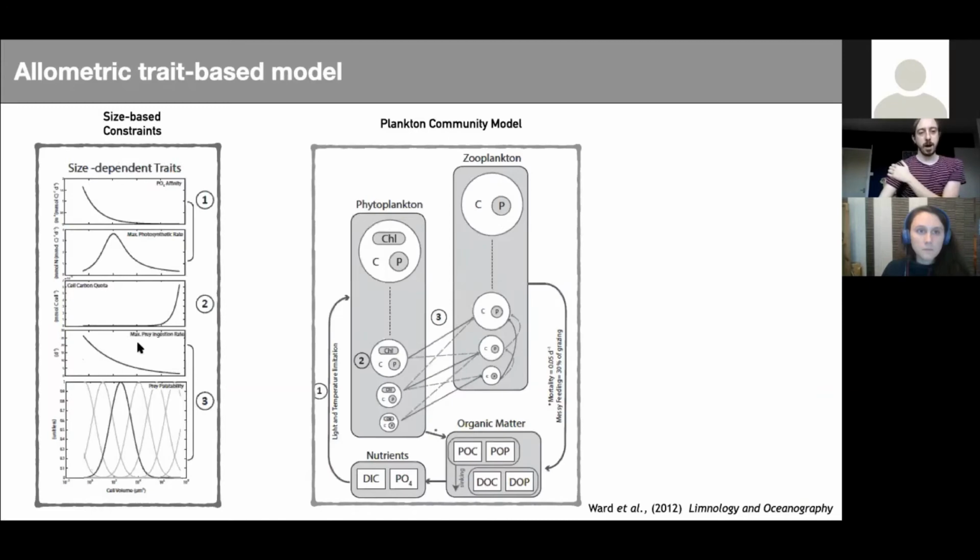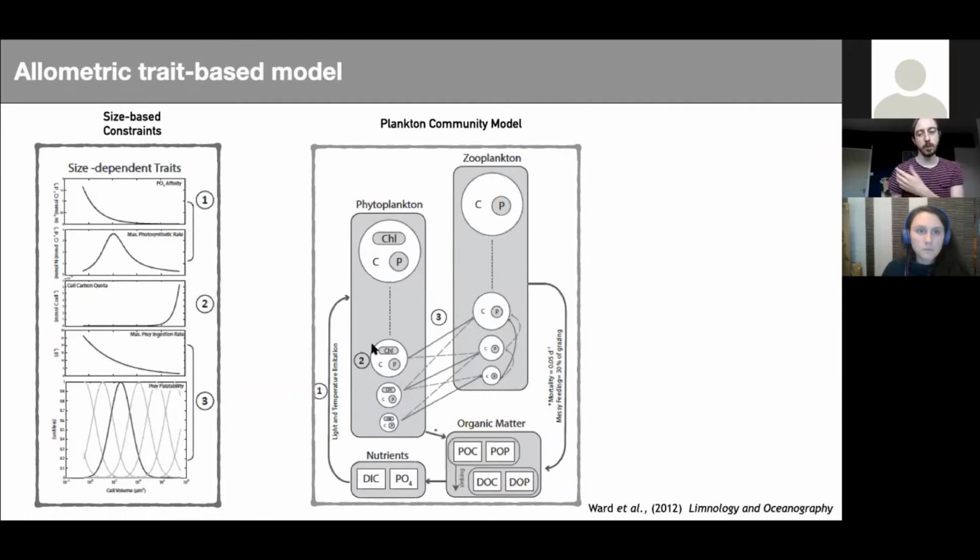So we can add these size traits into a model. So here we can initialize the model with a number of different phytoplankton sampled from the size range we see, and zooplankton, and that's coupled with a model of nutrients and organic matter. And so the size of each plankton in this model would determine its uptake rate and grazing rate. And then we do the same thing.